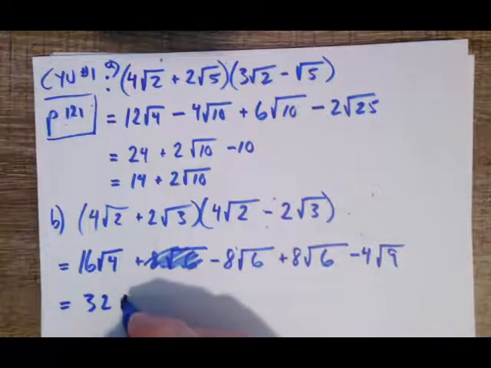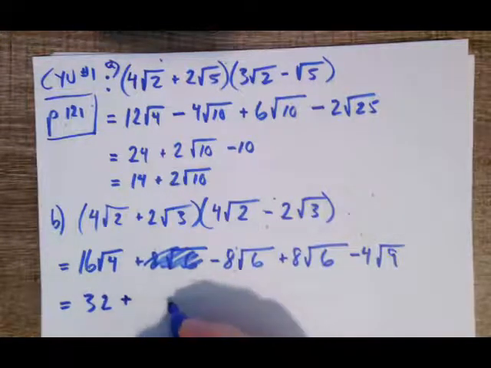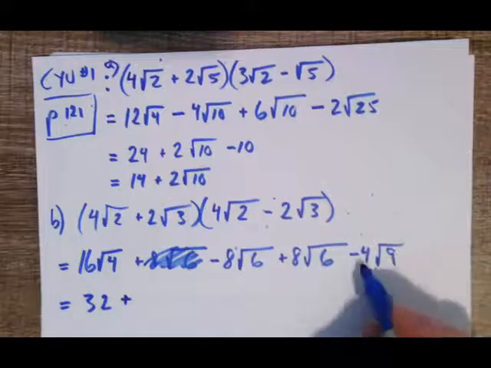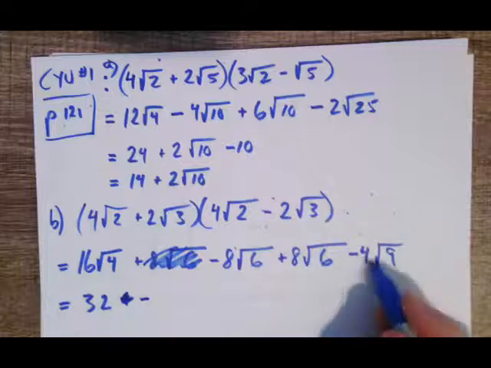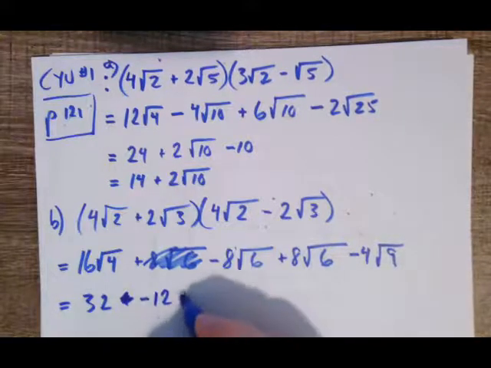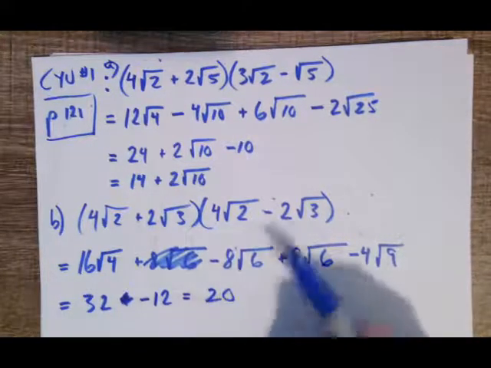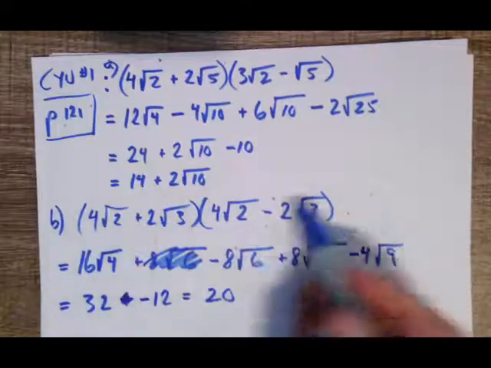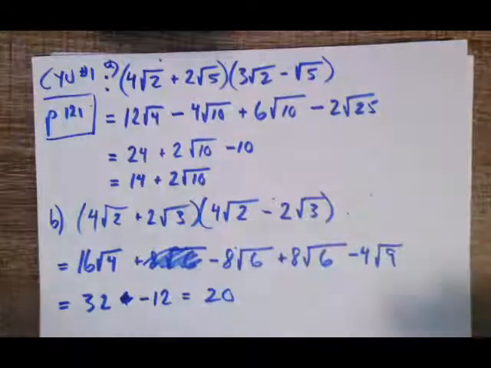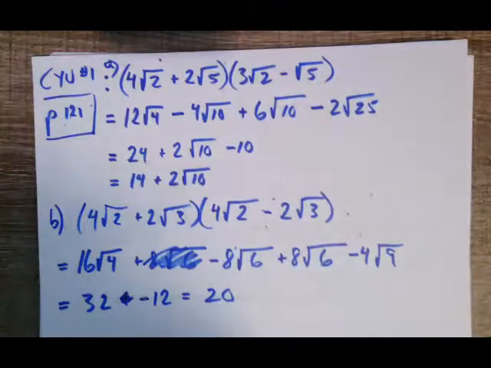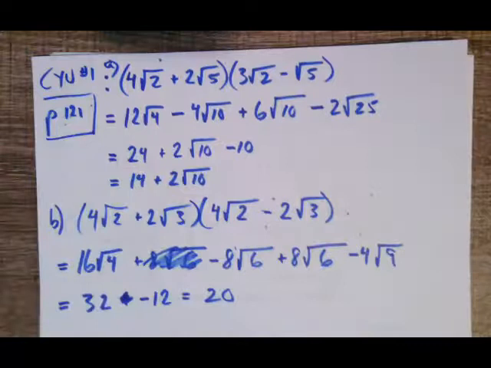We don't got to write anything down. If you want to write 0 root 6 or 0, do it. I'm not going to. The root of 9 is 3. 4 times 3 is 12. Minus, because it's a minus, 4 times 3 is minus 12. So this whole thing equals 20. This right here equals 20. That's how they end up canceling each other out. It's kind of beautiful.